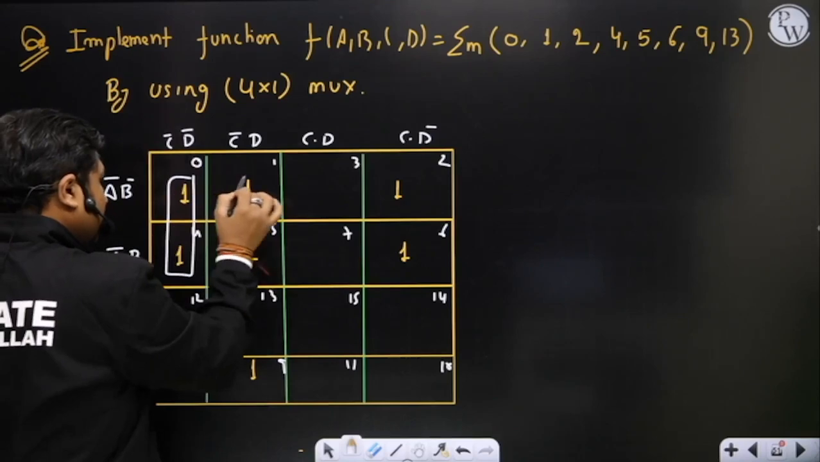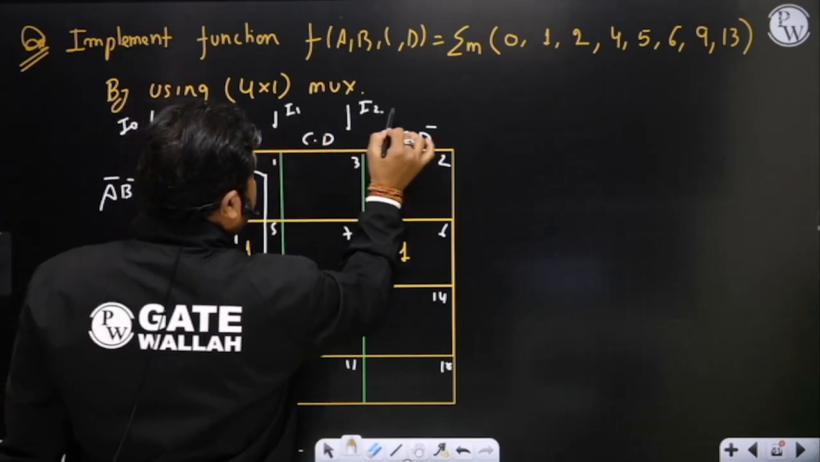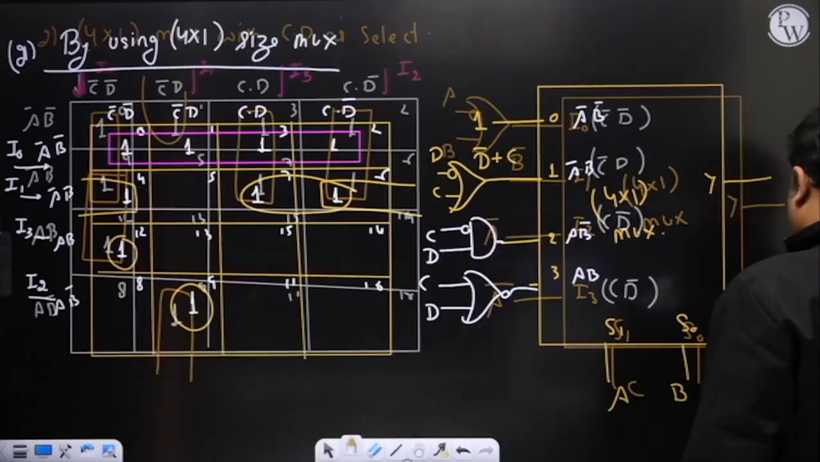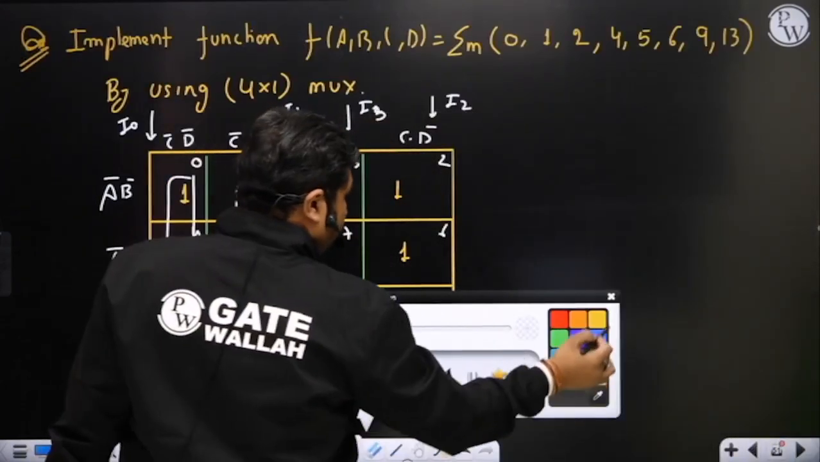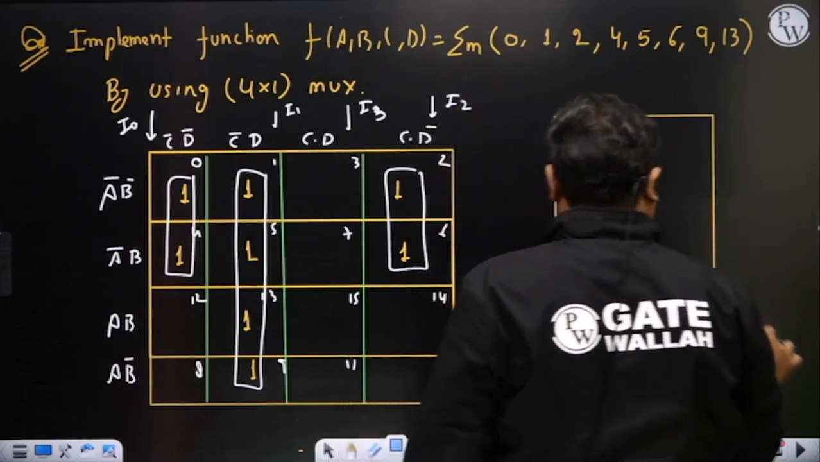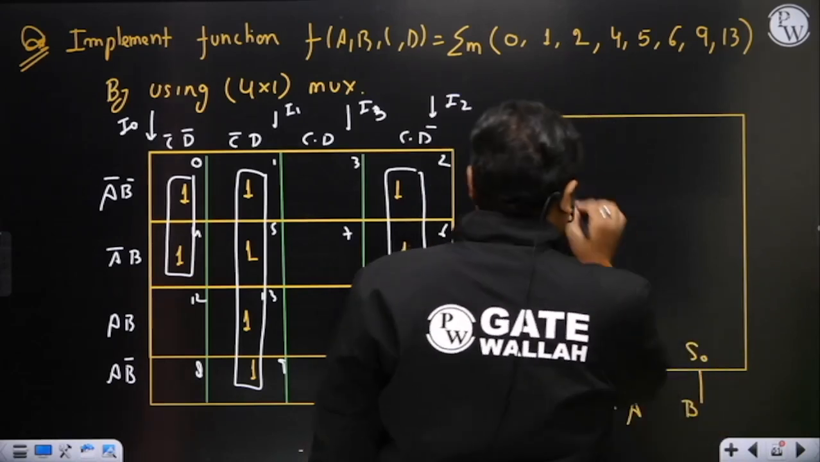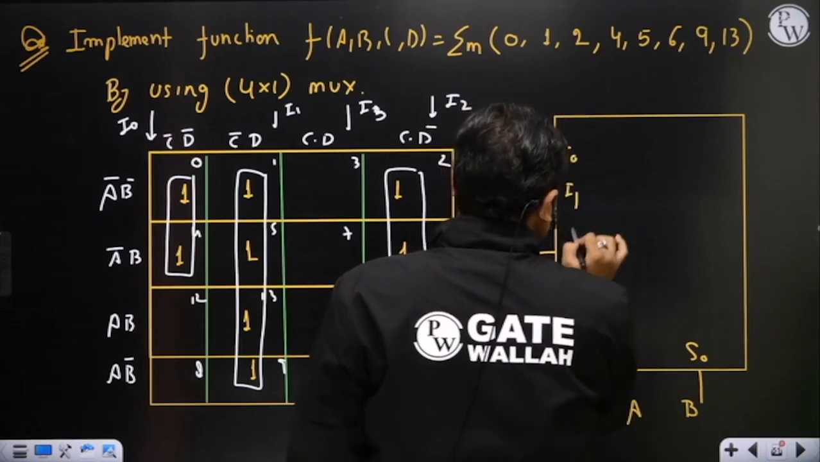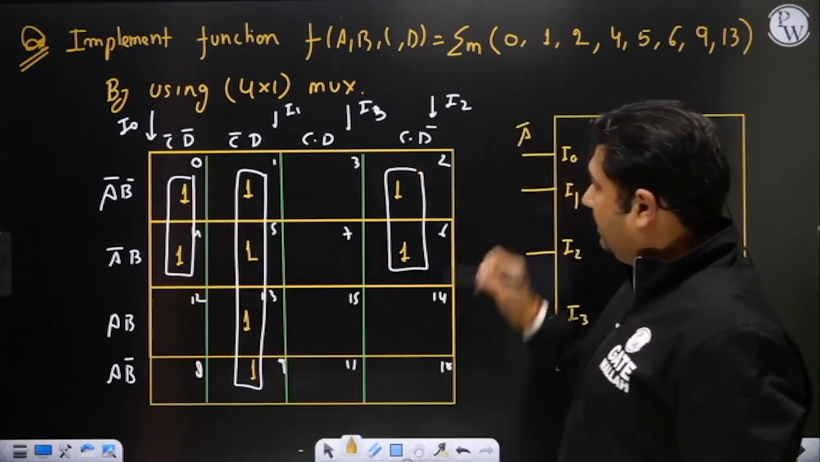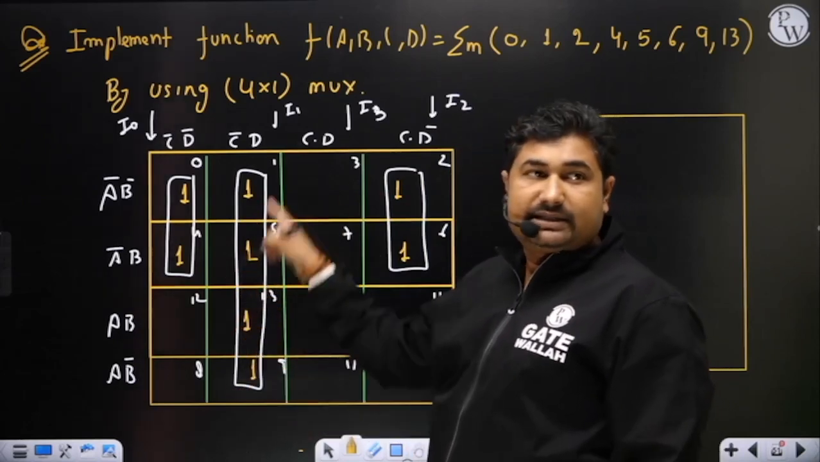However, if I go with the horizontal pairing, it means I select this as the select lines, with I0, I1, I2, I3 pins. If I choose in this way, now please observe here. What is your function? This is your S0, S1, AB. Now on the I0 pin, what do we need to apply? Please observe here. What is common here? A bar. What is on the I1 pin? Sir, 1. All are 1. Sir, A bar B bar plus A bar B plus A B plus A B bar, that is equal to 1 only.